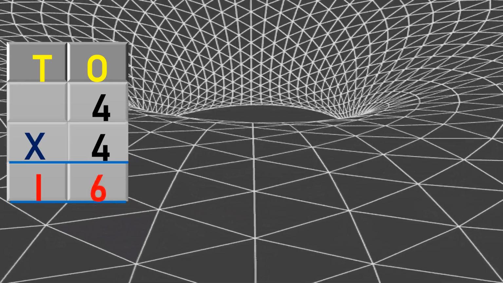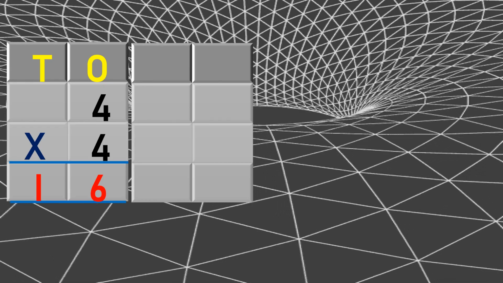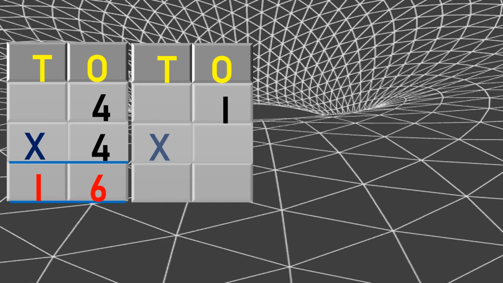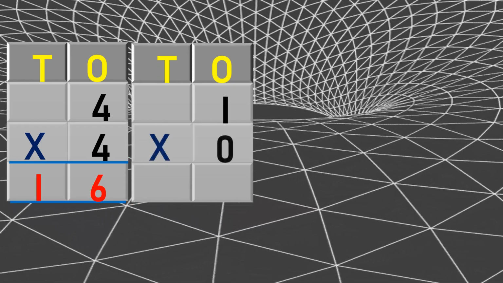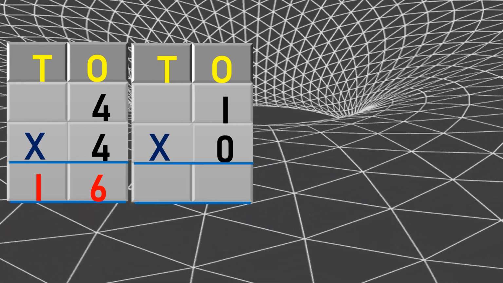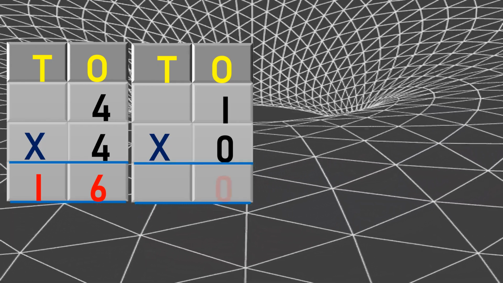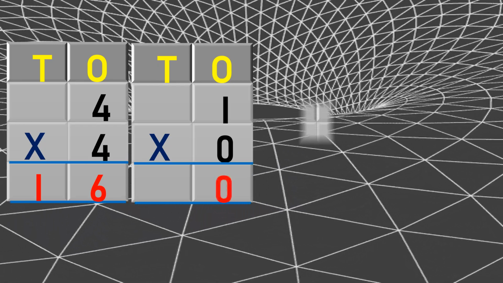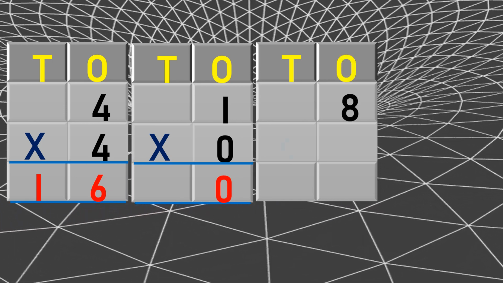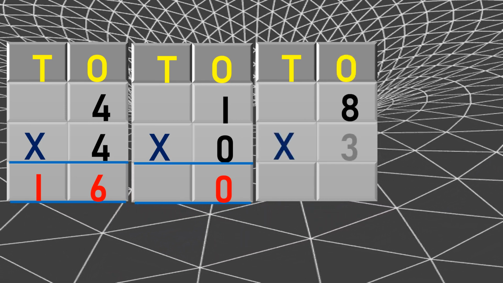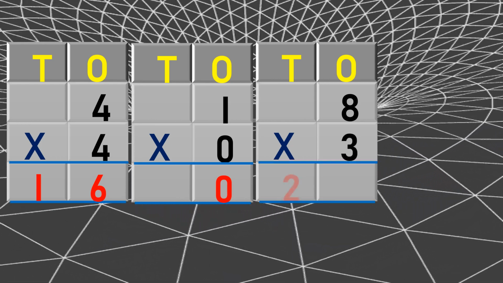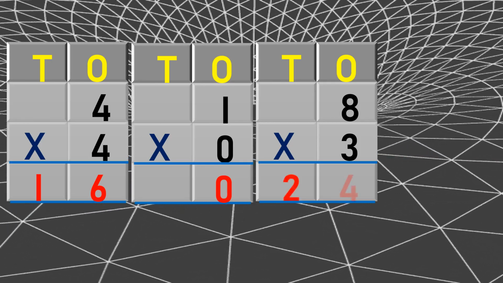Now let's see some more. 1 into 0. Oh, this is a tricky one. 1 zeros are 0. It will never be 1. 8 into 3. So this says 8 threes are 24.